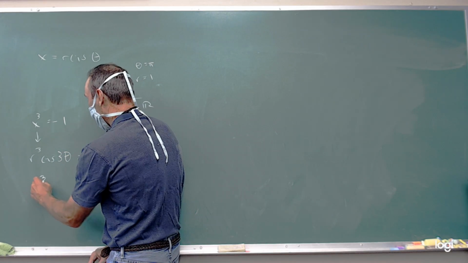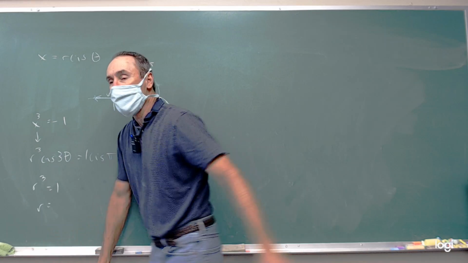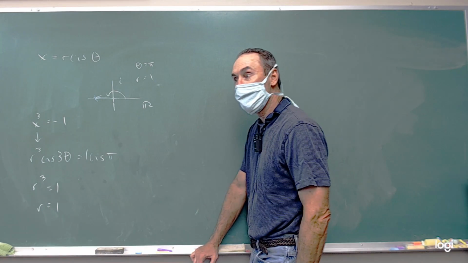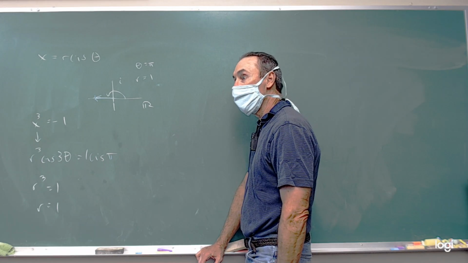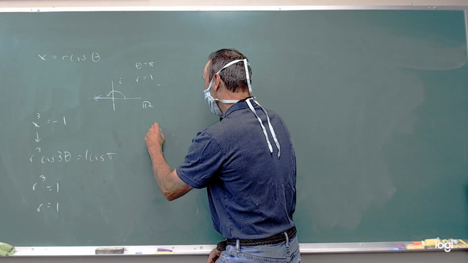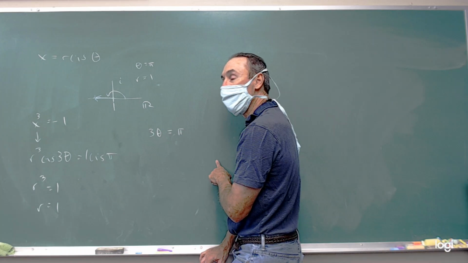R cubed must be 1. Well, we can do that. R must be 1. Oh, we're almost there. Okay, you ready? Ooh. I was going to lose you there, Ken. So 3 theta must be pi.